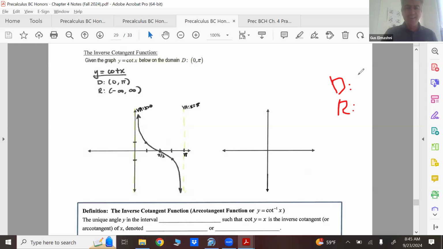All right. Okay. So you're gonna switch it, right? Negative infinity to infinity, and 0 to pi. So everything switches. So your asymptotes will switch too. You have an asymptote y equals pi and an asymptote y equals 0.